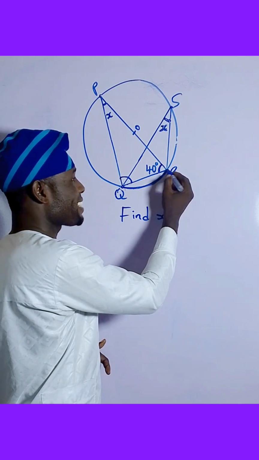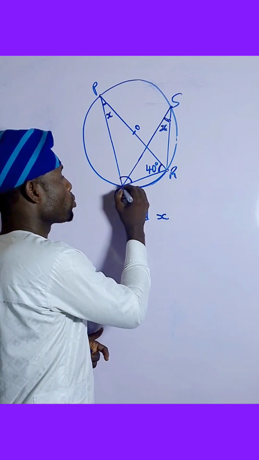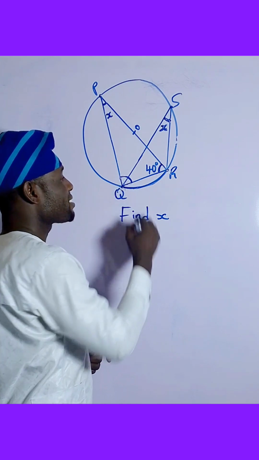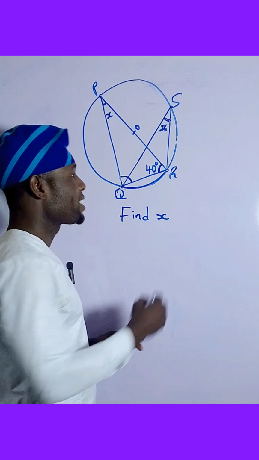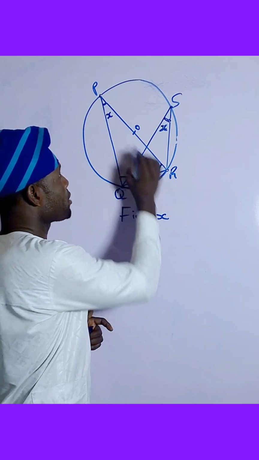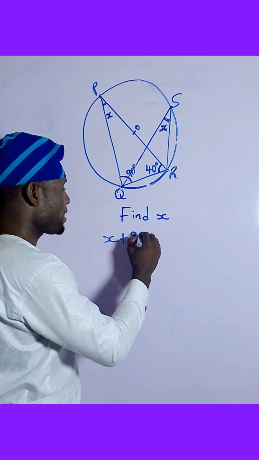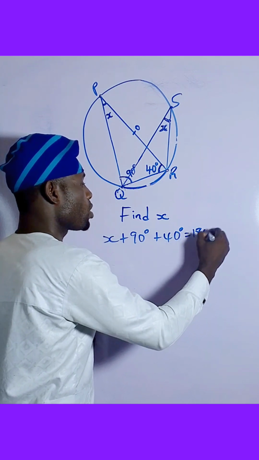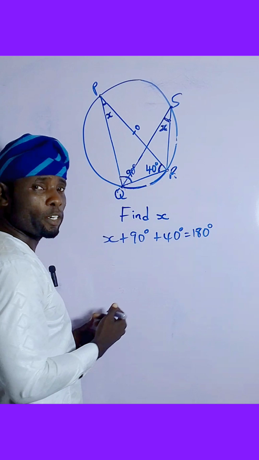When lines take their sources from the extremes of a diameter and form an angle at the circumference of the circle, the angle is an angle in a semicircle. An angle in a semicircle is 90 degrees. If we have this angle and this angle, we can find this angle. We can say x plus 90 degrees plus 40 degrees is equal to 180 degrees. Why? Sum of angles in a triangle.